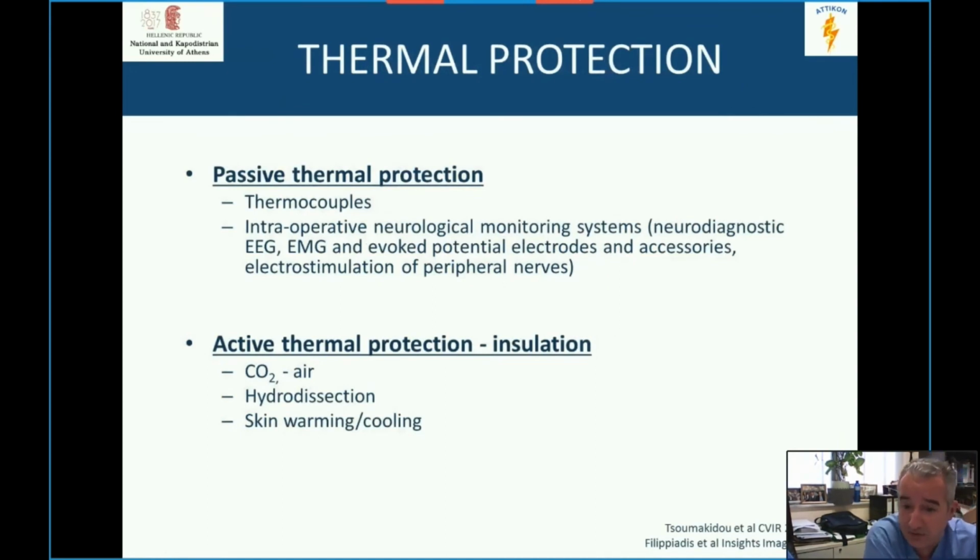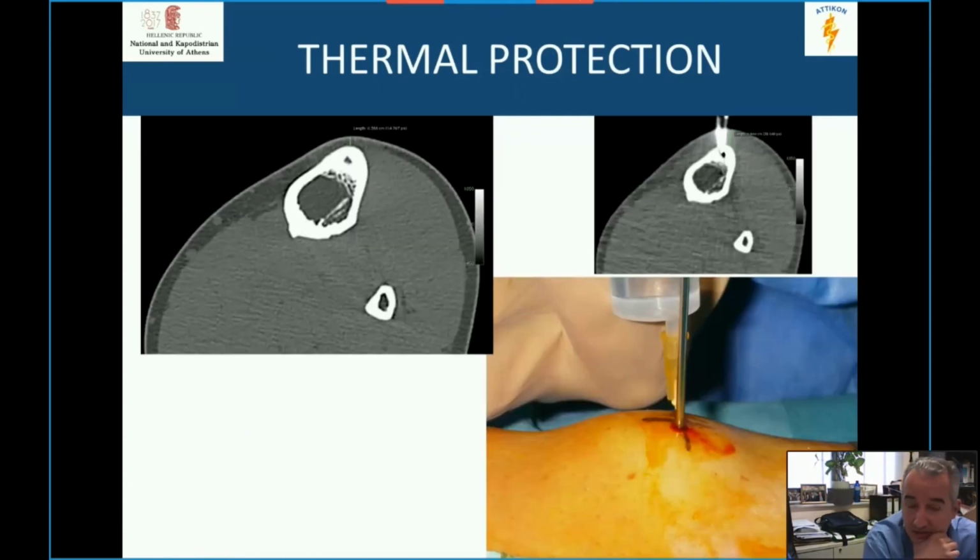Additionally, you can have thermal protection techniques, and here you can include passive protection techniques, including thermocouples for temperature monitoring and intraoperative neurological monitoring systems. And of course, you can apply active thermal protection techniques for insulation. You can use gas or hydrodissection. And you should always remember the skin. You can use gloves with warm or cold sterile water, depending on the ablation technique that you are using.